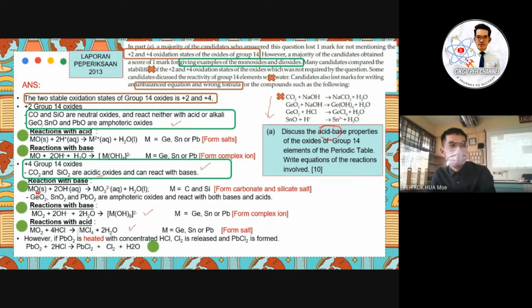So the question will emphasize the equation. So if we refer to the Laporan Peperiksaan 2013, in future, if the question asks you this type of question, you have to give these 10 points here. Understand where you need to write and what the common mistakes were made by the previous STPM candidates.